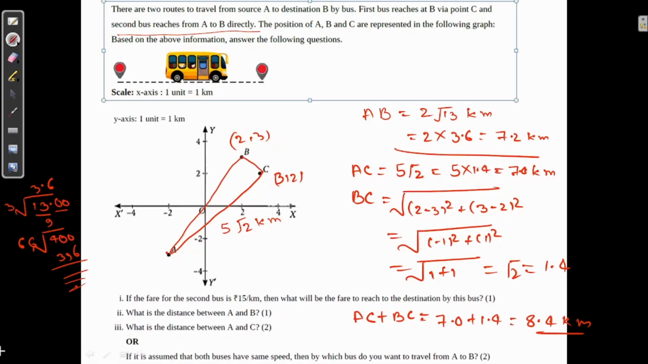Don't write A to B or something. What they are asking is, if it is assumed that both buses have the same speed, then by which bus you want to travel? Then you will simply write by second bus, because it will take less time to go. Correct now? Okay. So I am moving on to the next one.